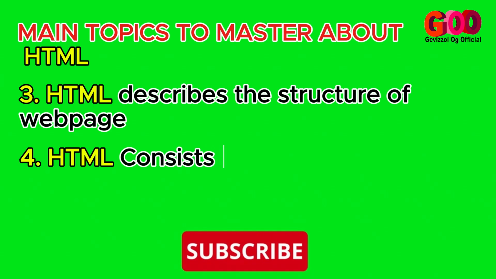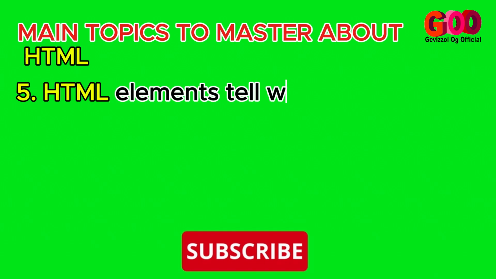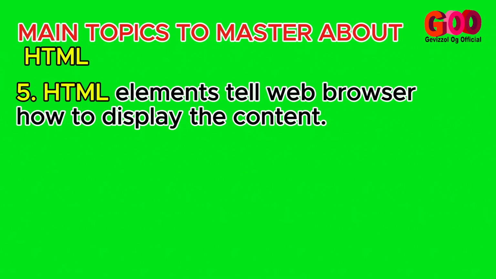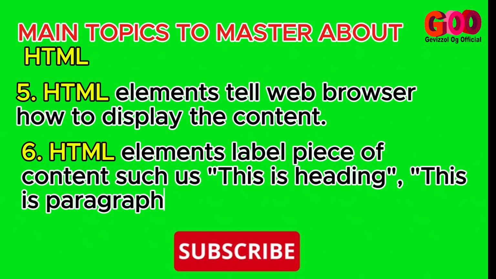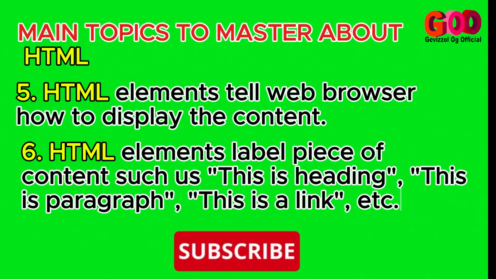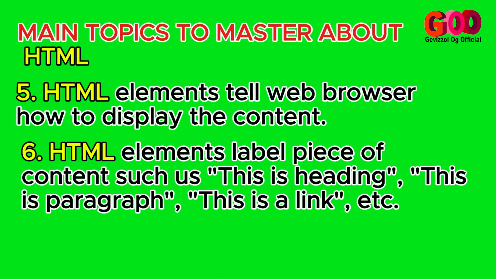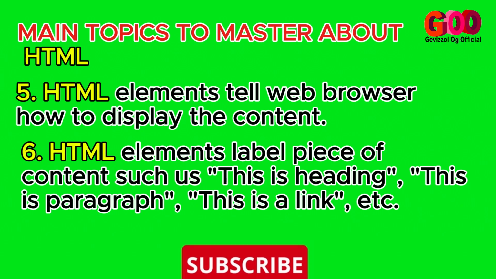HTML also consists of a series of elements. And also, HTML elements tell the web browser how to display the content. HTML elements label pieces of content, such as this is the heading, this is the paragraph, these are links, etc. It means that HTML is a simple language that tries to label or tell the users or computer the kind of content, like this is heading, this is paragraph, these are links.